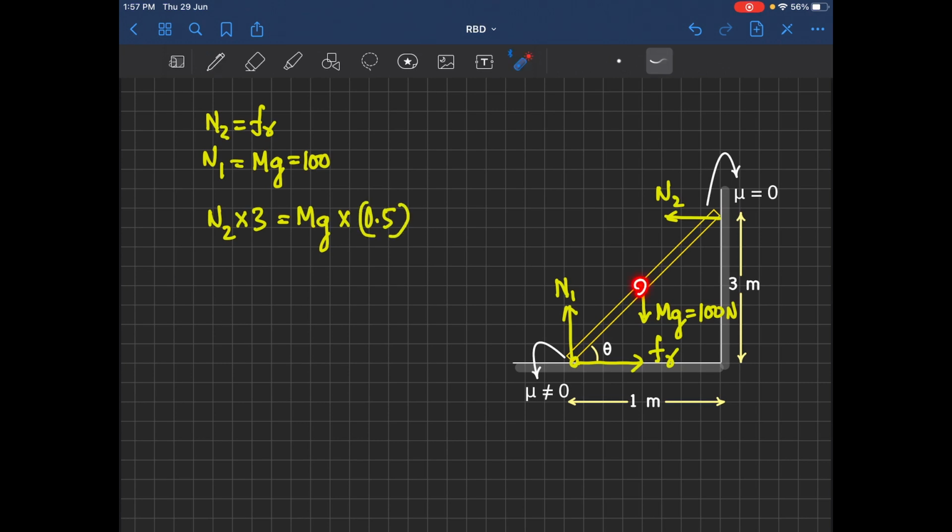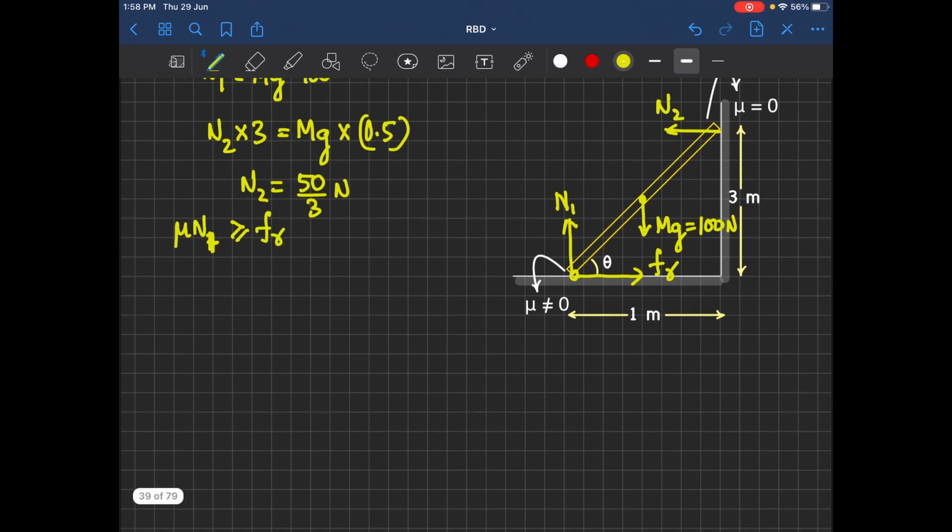Now this is mg right here, as this total distance is 1 meter, so that means this half distance must be 0.5. Now if we solve this, we will get N2 equals 50 by 3 Newton. Now for friction, for the system to be in equilibrium, the maximum possible friction can be mu into N, right? So we will apply mu into N1 right here, which must be greater than or equal to friction, right?